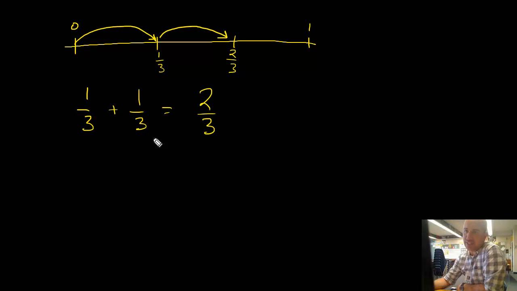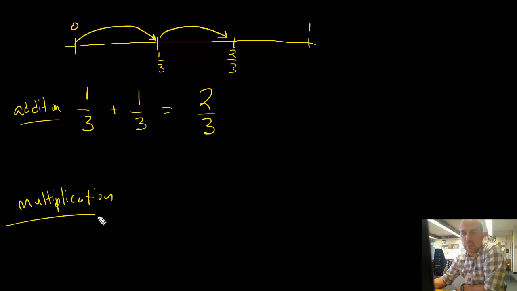So this is my addition sentence. I'm using addition here, right? I can also use multiplication to show this sentence. My multiplication sentence, how could I do this? Well, if I'm looking at this, I see that I have 2 groups of 1/3, right? I'm taking one group of 1/3, adding it to another group of 1/3. So I have 2 groups of 1/3 also equals 2/3.